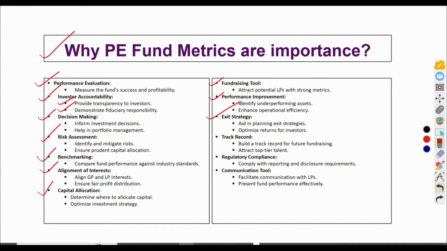And then of course, highly important is exit strategy. Metrics will help you to plan your exit strategy from the XYZ company or investment. Then track record: metrics will help you to build a track record for future fundraising and even attract top tier talent. And the other two points that you would see are communication tool as well as regulatory compliance. These metrics will help you to build sound regulatory reporting and disclosure requirements, and they will facilitate communication with the LPs as well, because LPs will check all of this and then accordingly perform. So this is how your fund metrics provide you all of these benefits.